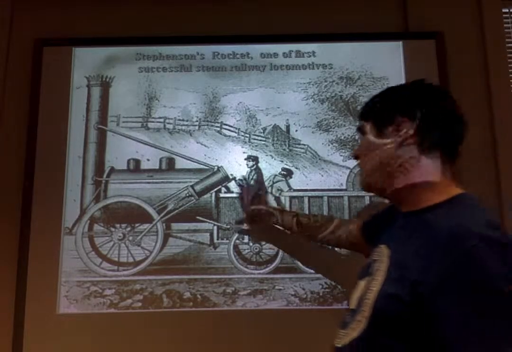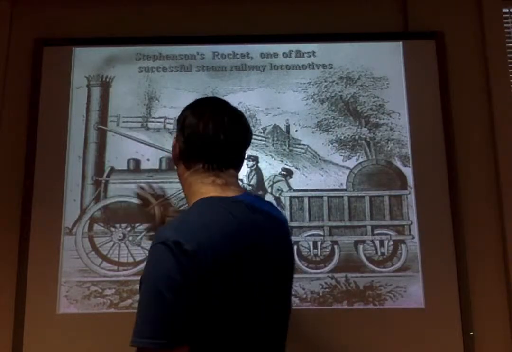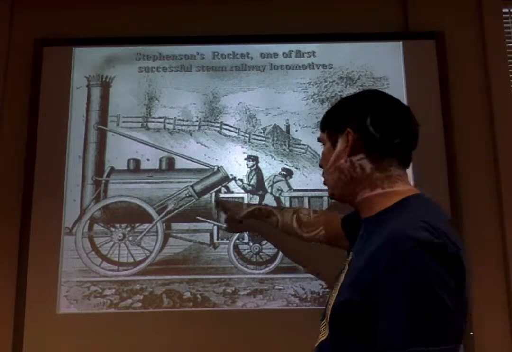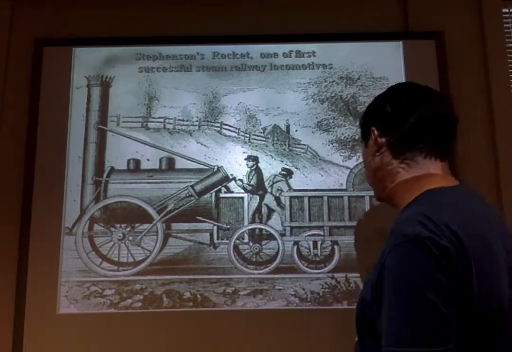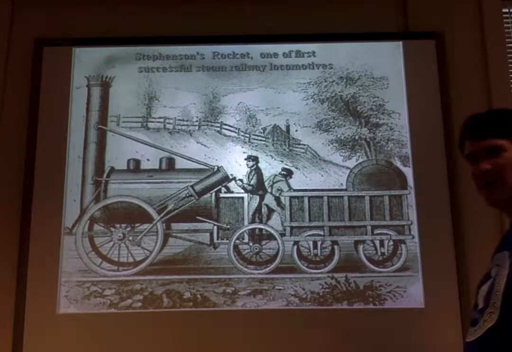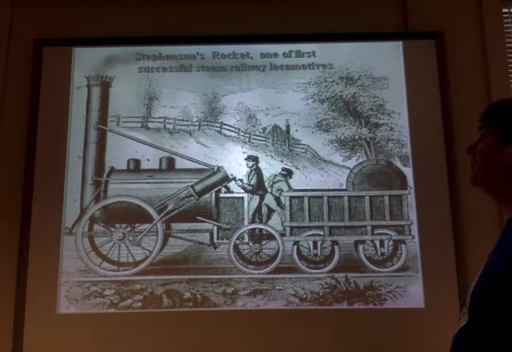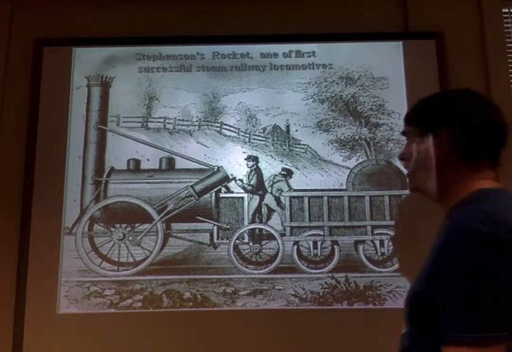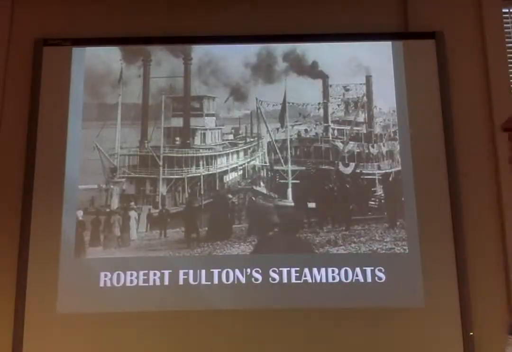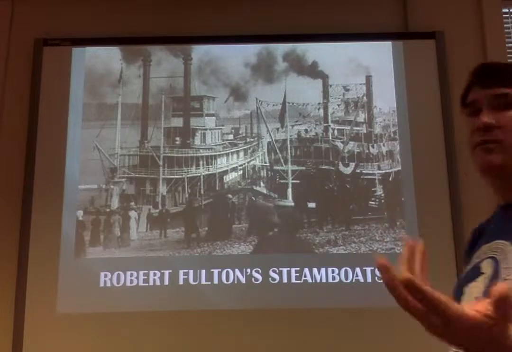Then we have the Rocket, Stephenson's Rocket here, right? You see the engine here, and the steam here, and the person driving the engine as well as the person feeding the engine with coal to keep the fire going. And so it would go, like I said, a blistering 45 kilometers per hour. It would go fast, very fast for people back then, right?